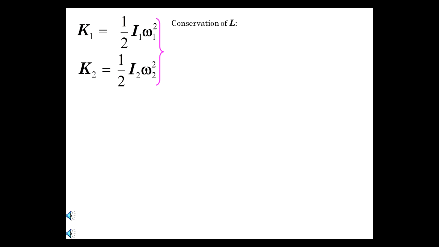Well, let's check out the kinetic energy of the two objects. K1 is 1/2 I1 omega 1 squared. K2 is 1/2 I2 omega 2 squared. And from conservation of angular momentum, we have that I1 omega 1 is I2 omega 2. So we can solve for omega 2: I1 omega 1 over I2. So we're going to take this and sub it in for K2, and then relate the kinetic energies and see what happens.